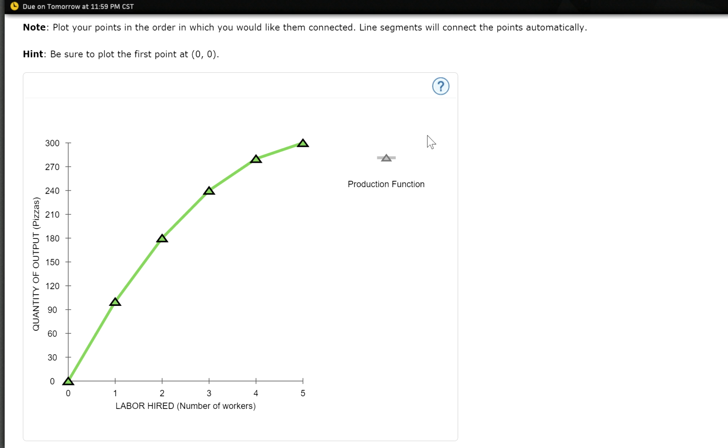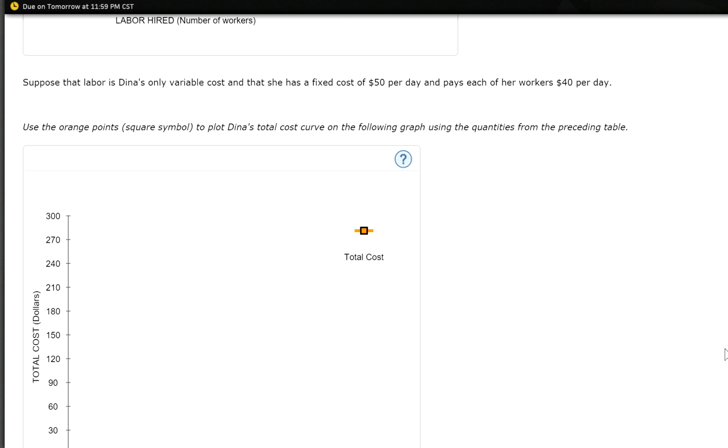Anytime you have overcrowding and you put in even more people, you're not getting anything out. So that's why you have this. This is called diminishing marginal product of labor. The more labor you hire, the less extra output you get from each labor. Okay, so that's this part of the question, and then let's look at the next one.